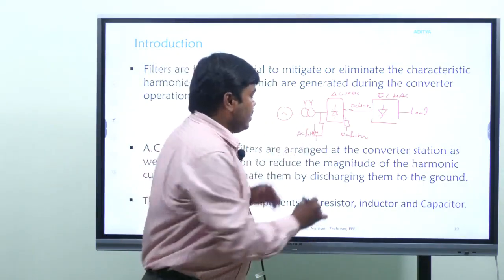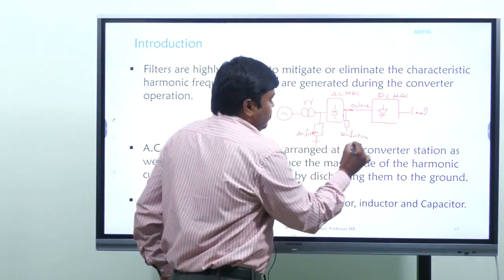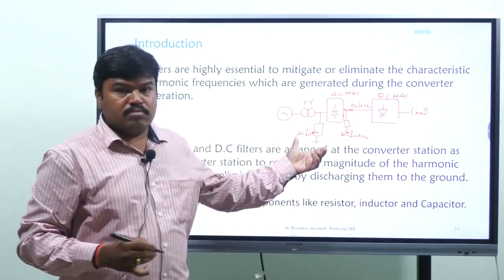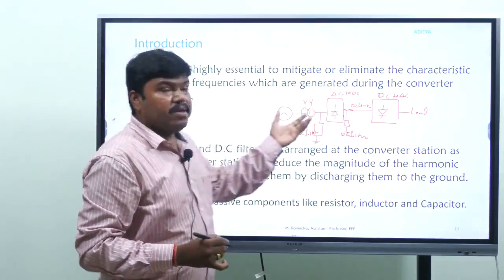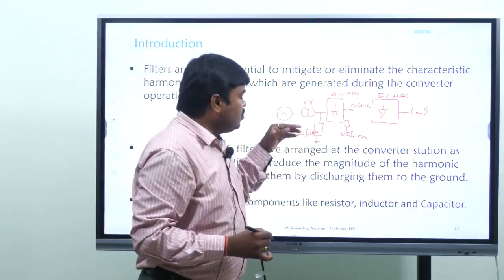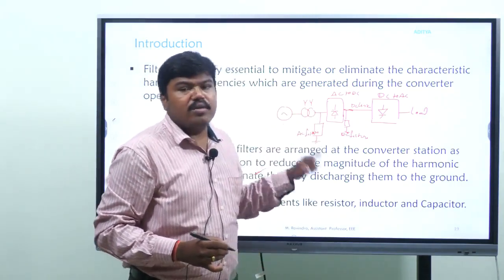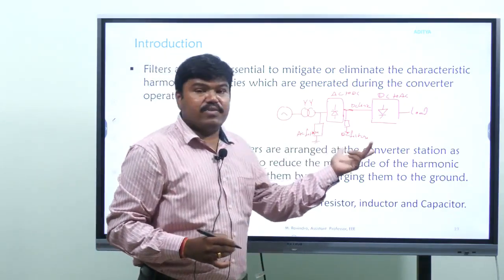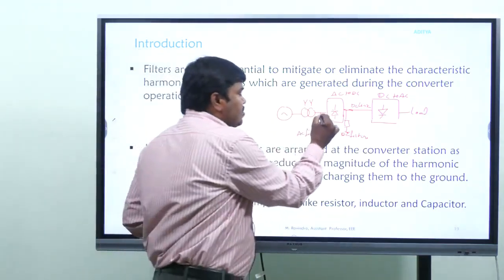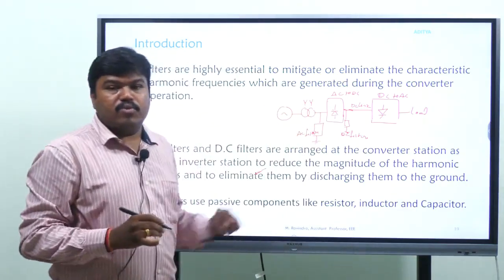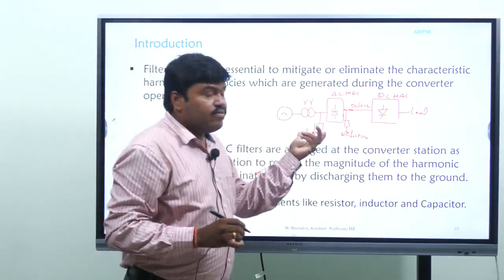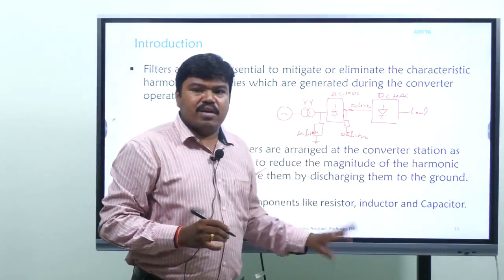The AC filters are connected to the ground here, and again here to the ground. That means a low impedance path is provided. The harmonics that are generated move through the filters to the ground. The impedance provided by the AC or DC filters is low compared to the transmission line impedance, so the harmonics take the low impedance path and move into the ground.